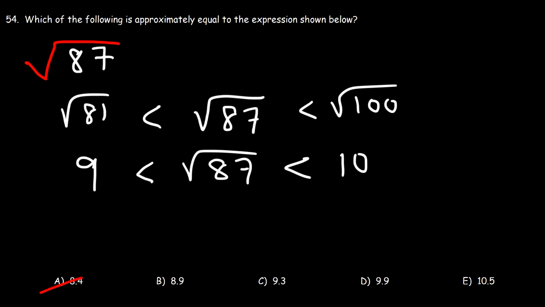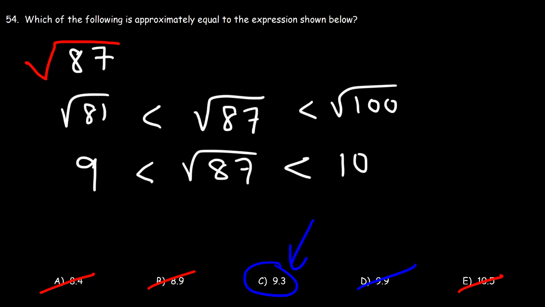Therefore, we can eliminate answer choice A, B, and E. So we're between C and D. Now, 87 is closer to 81 than it is to 100. And 9.9 is very close to 10. So we could eliminate D, because that's going to be close to the square root of 100. So the square root of 87 is closer to the square root of 81, just as 9.3 is closer to 9 than it is to 10, which means C is the correct answer.